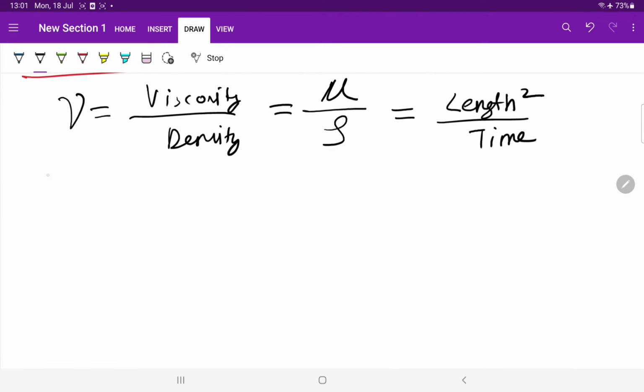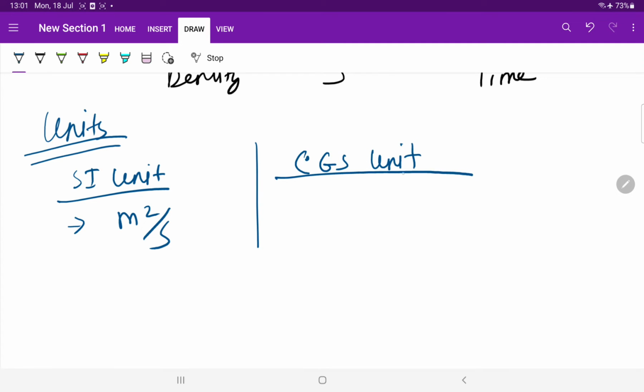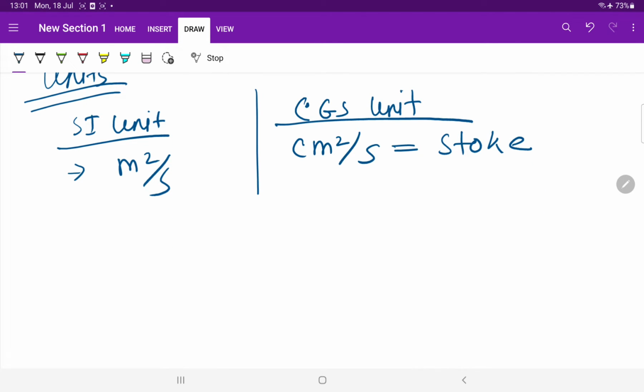If you talk about the units, first the SI unit. The SI unit of length square by time will obviously be meter square per second. In questions, you will often find the CGS unit mentioned: it is centimeter square per second, which is called Stoke. So if in the question the unit is given in Stoke, you have to convert it.